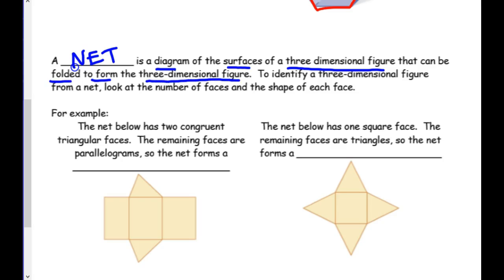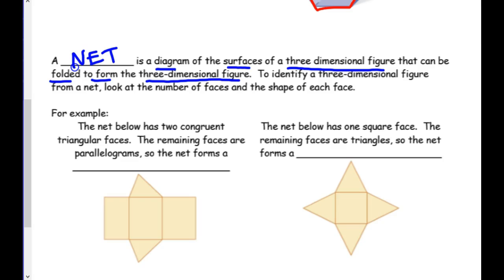Okay? To identify a 3-dimensional figure from a net, look at the number of faces and the shape of each face. Okay? So you can kind of, in your mind, fold it up, which I know is kind of abstract, right? It's kind of hard to do if you can't hold it in your hand. Now today you'll be able to hold it in your hand, kind of fold it up and see it, but in the future, maybe not so. So you have to mentally visualize it, right?